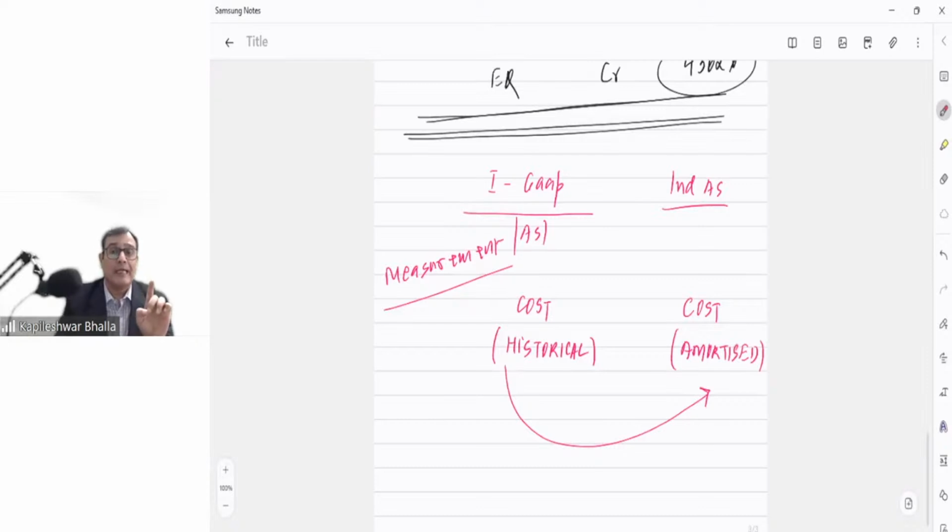But let me again caution you, I'm talking in terms of financial instruments. It's not that the amortized cost approach is not used in other standards, but typically I'm looking at the introduction of the amortized cost approach in Ind AS 32 and in Ind AS 109. Now, let's understand why this approach was introduced. Let's take an example.